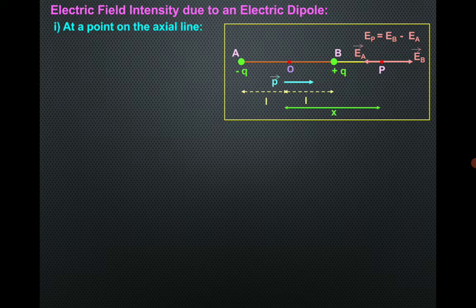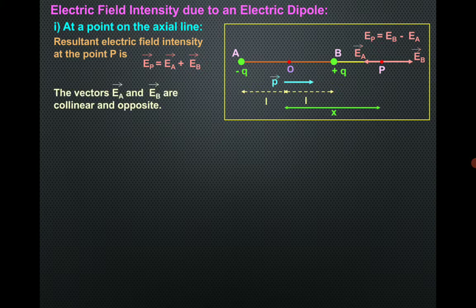Net electric field EP will be equal to EB minus EA, as these two vectors are equal and opposite. So the resultant electric field intensity at the point P is vector EP equal to vector EA plus vector EB. Vectors EA and EB are collinear and opposite. Therefore, mod of vector EP is equal to mod of vector EB minus mod of vector EA, in magnitude form.